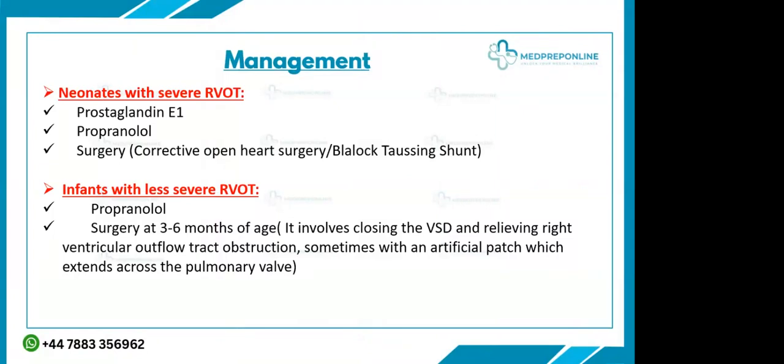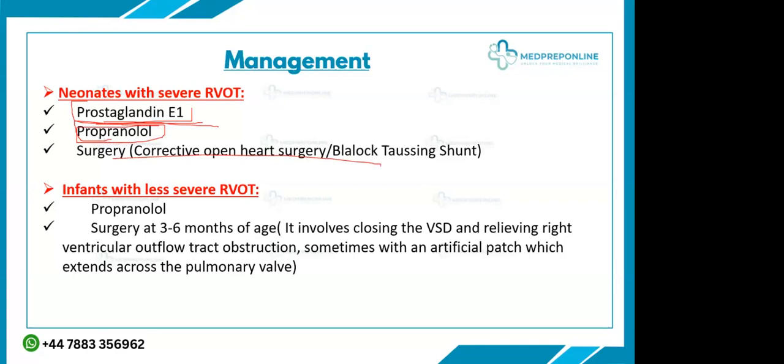So in the management part, obviously, with severe right outflow tract obstruction, you need a ductus arteriosus to maintain the systemic pulmonary circulation. So you need to give the prostaglandin infusion. Along with that, you need to give the beta blocker, propranolol. We will discuss why we give this. And then surgery, obviously corrective open heart surgery.